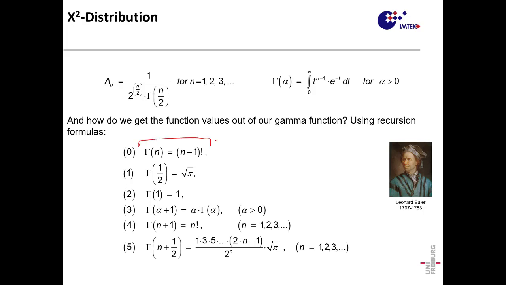The gamma function of n is (n minus 1) factorial. If for some reason n is equal to 1.5, you get the square root of pi. The gamma function of 1 is 1, and so on and so forth. That's just for you to know if you need it for the exercises.